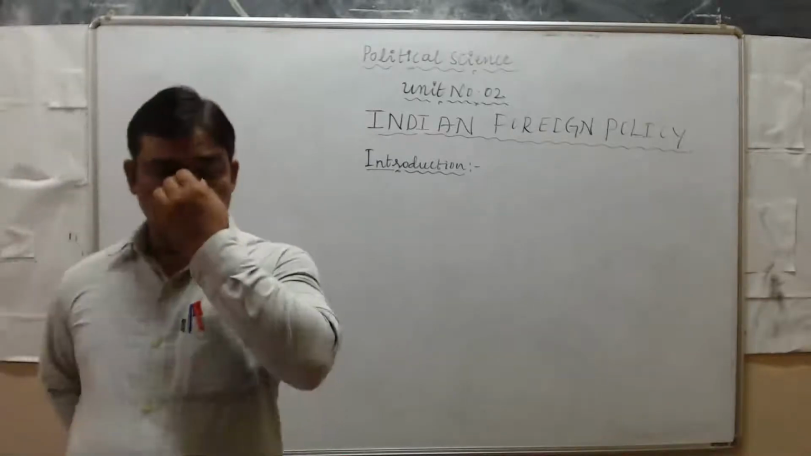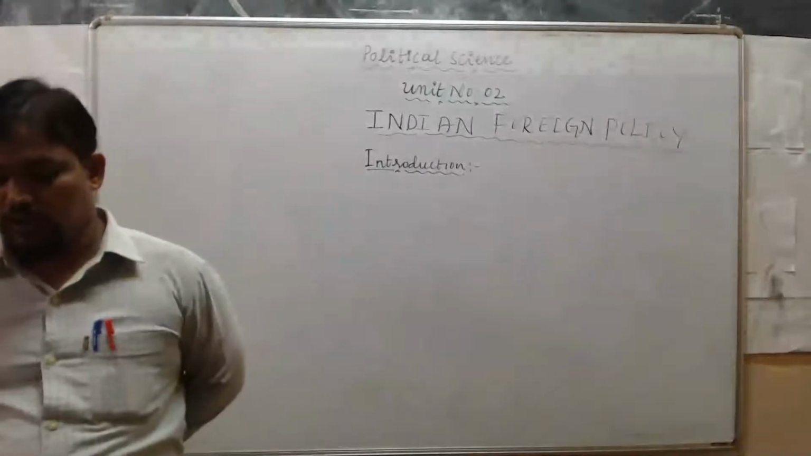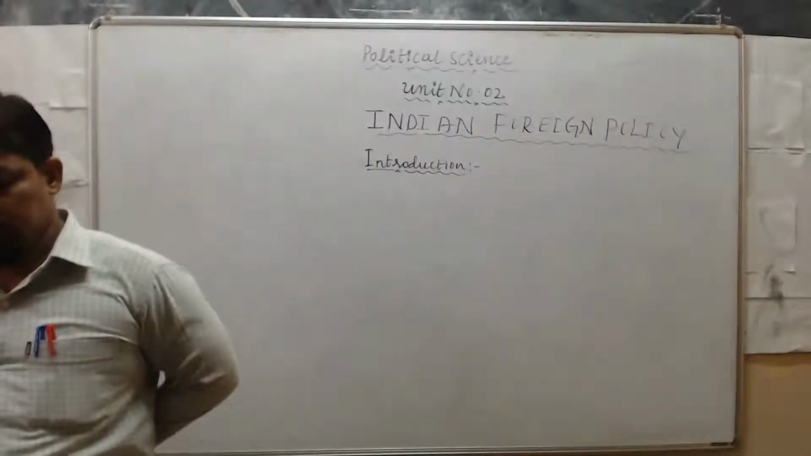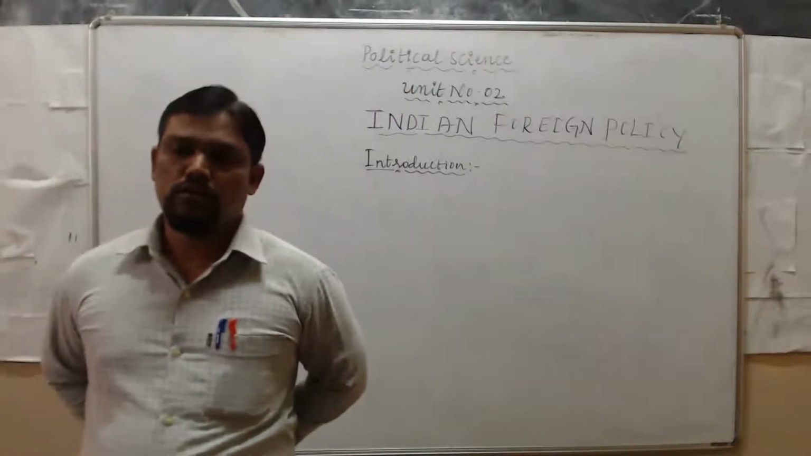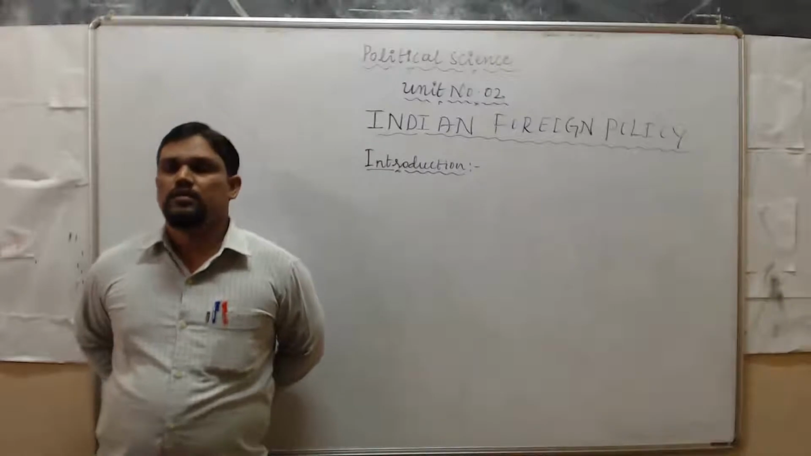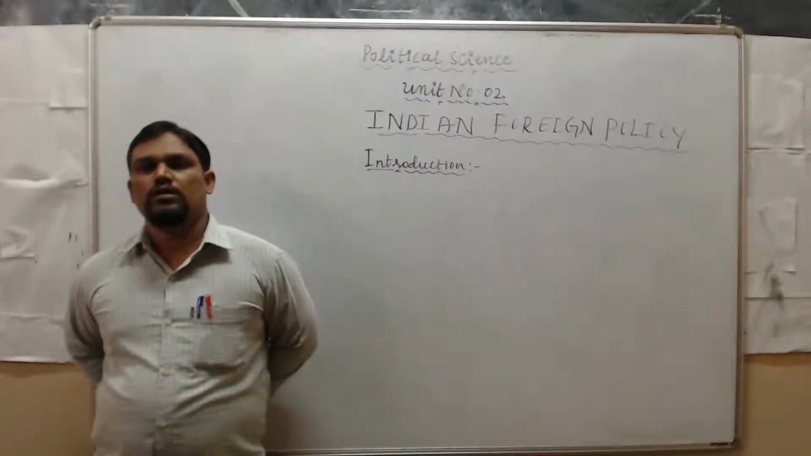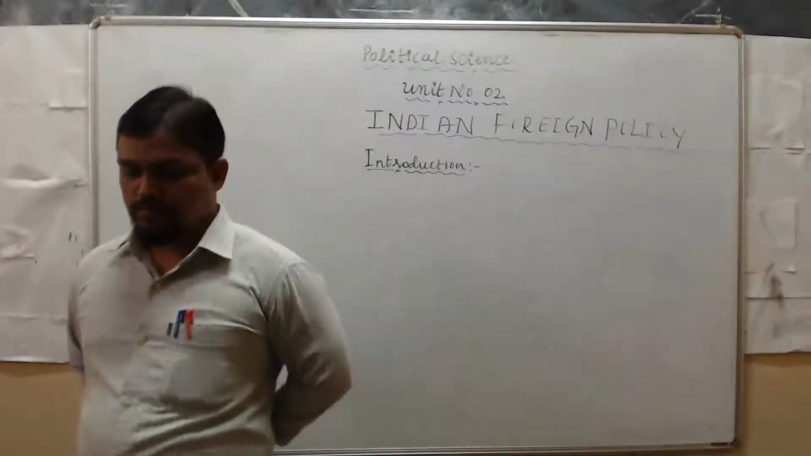In the world, a total of 200 countries are there, of which only a few countries are very strong. Most of the countries are weak.